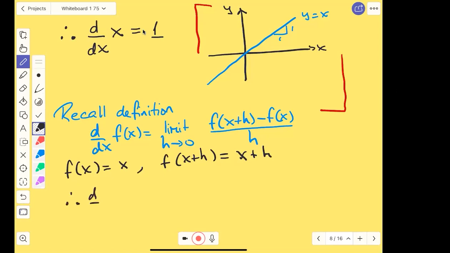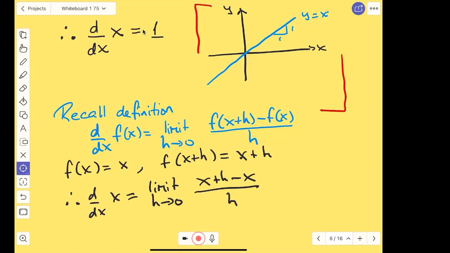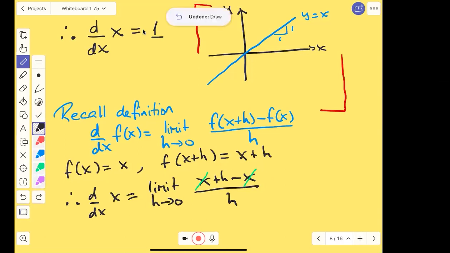the derivative of our function, which is just x, is the limit as h goes to 0 of x plus h minus x over h. So x plus h goes there, and then we subtract our function at x, which is just x. And we see the lovely thing that the x's cancel, and we are left with h over h. And h over h, of course, cancels to 1. So we obtain the limit as h goes to 0 of 1.